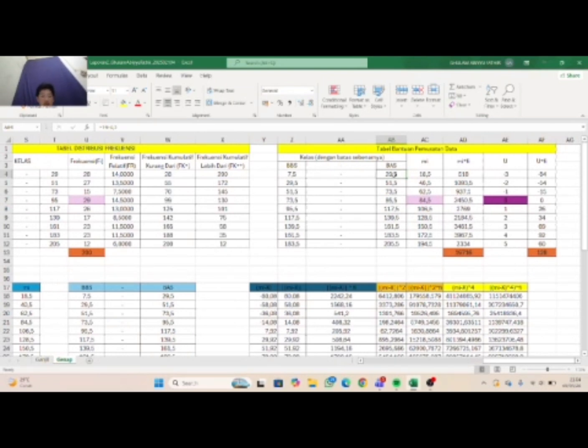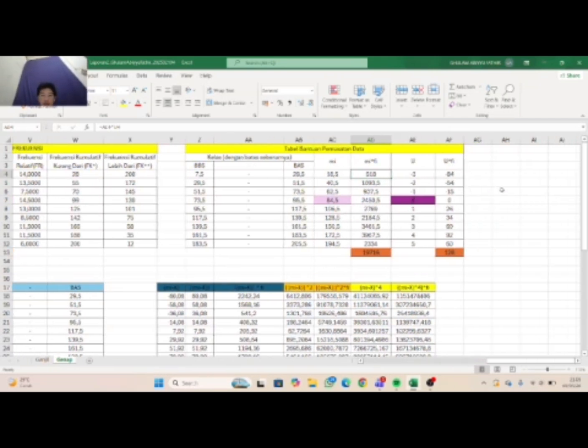Then I calculate the midpoint. The midpoint is calculated by adding the lower and upper boundaries and dividing by 2. After obtaining the midpoint, I calculate mi multiplied by fi, the frequency. This is done by multiplying the midpoint by the frequency. This result will later be used to calculate the group data mean.